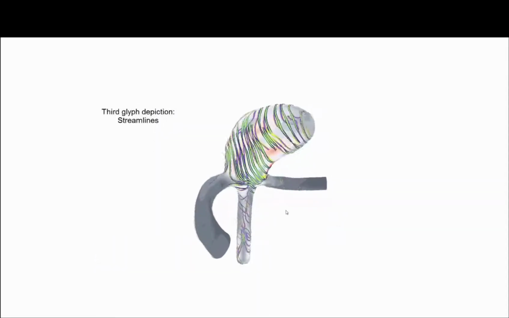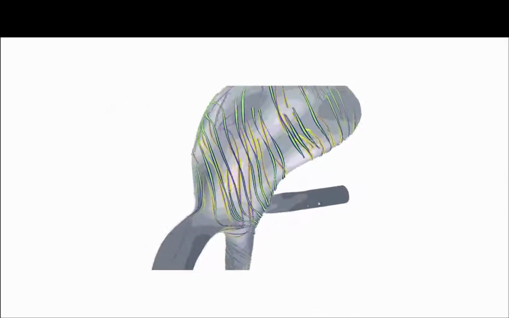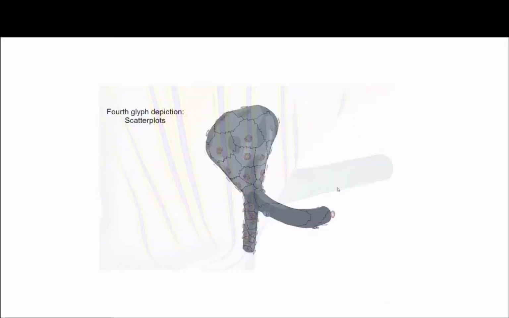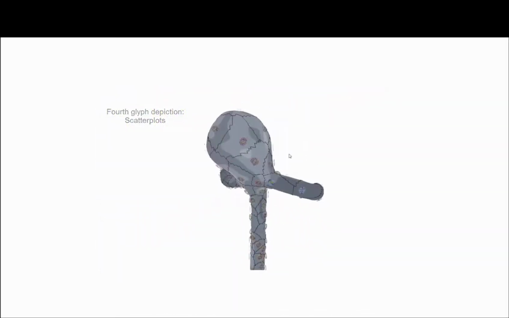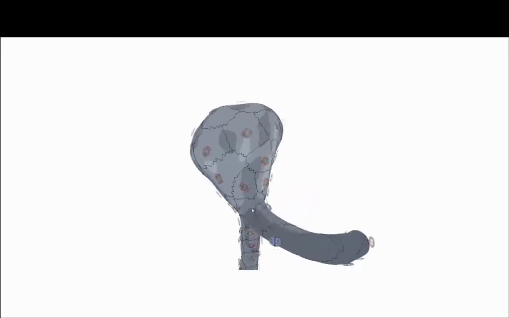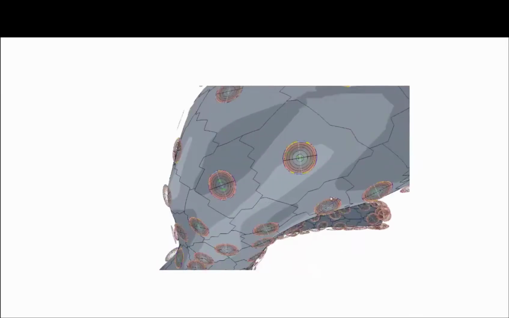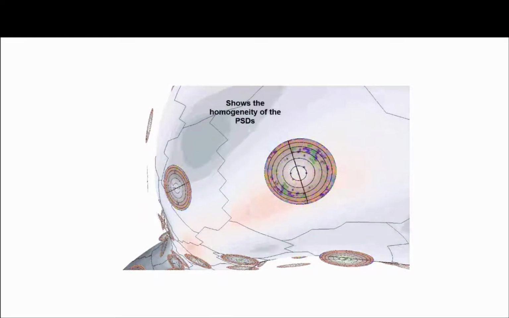The third depiction are streamlines on the aneurysm surface along the first tensor main direction. They give a fast overview of critical regions. The fourth visualization is scatter plots to show the distribution of the tensor main direction within a specified surface region. They allow quantitative tensor exploration and show the homogeneity of the main directions within a region.